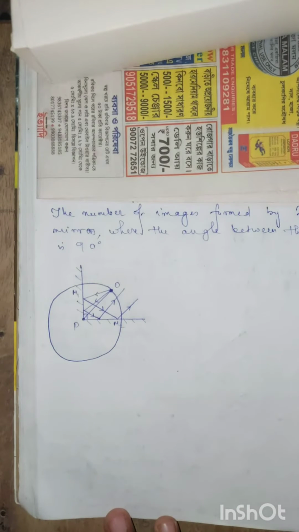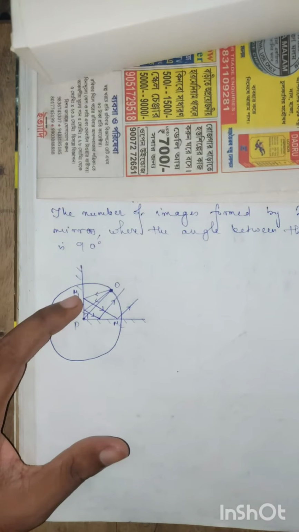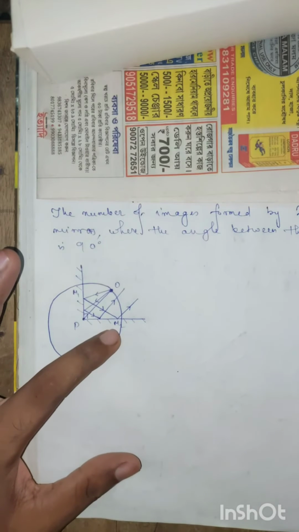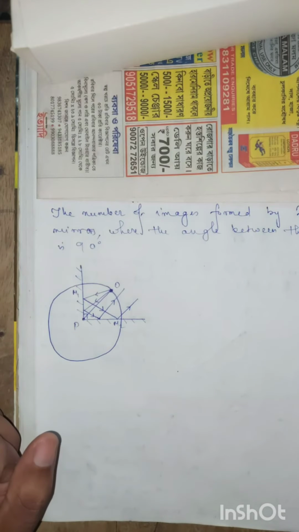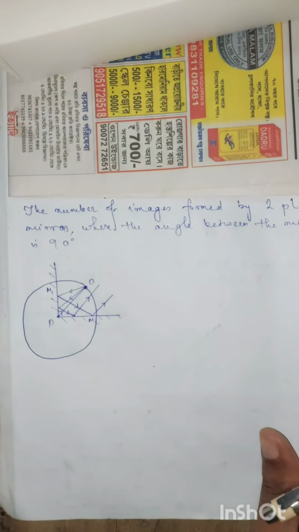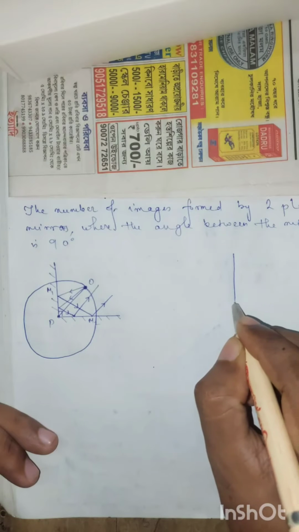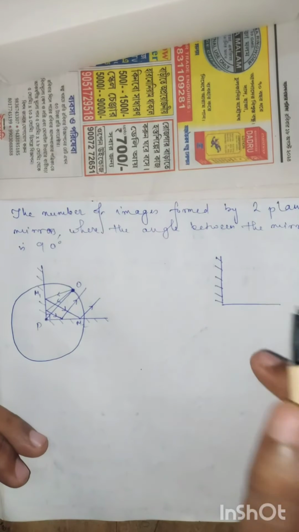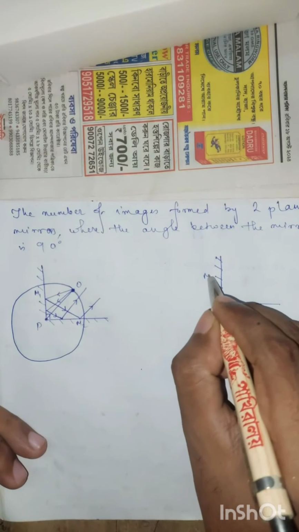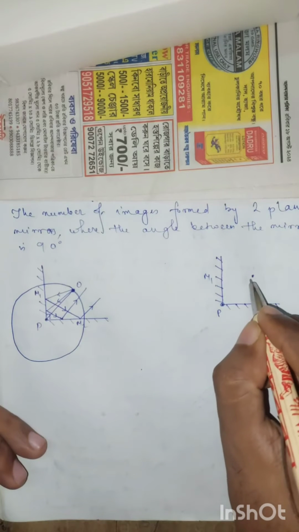Now we have taken mirror 1 as the first reflector and mirror 2 as our second reflector. If we take the opposite case, that means this is our object.